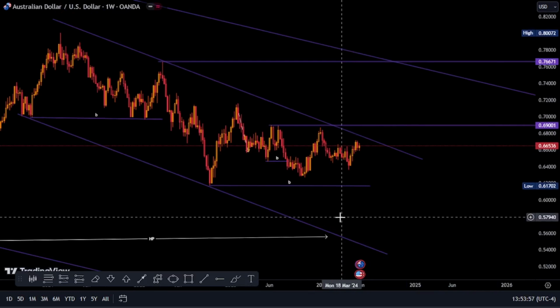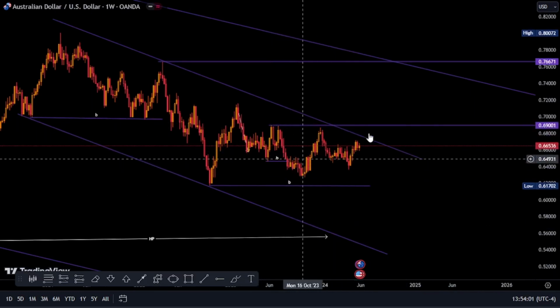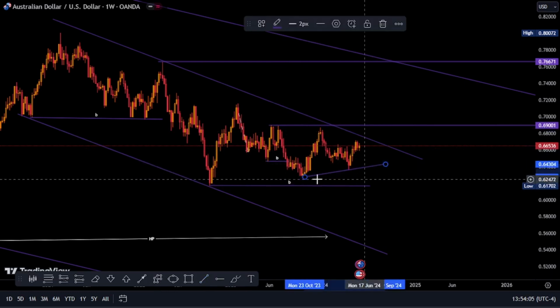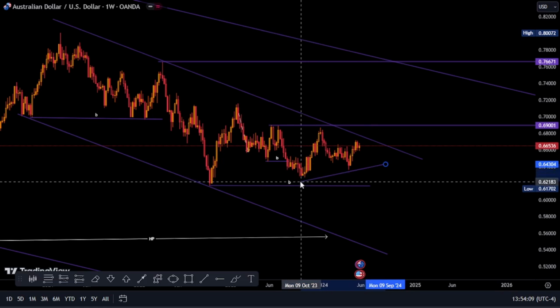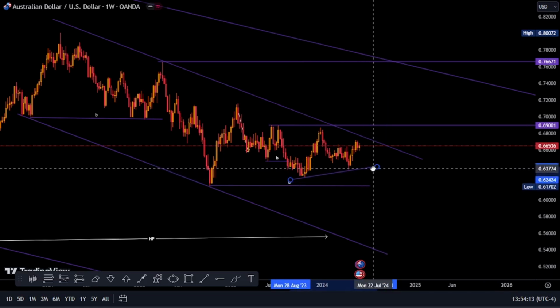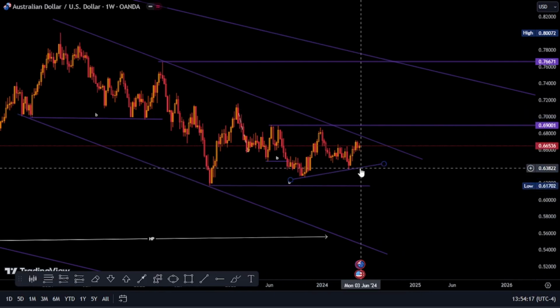And then what is it that I do? This is an impulse, and then this is a big correction. As you can see, it failed to break this low. Once it fails to break this low, you connect the lows, just as I connected these ones, you connect the lows, okay?